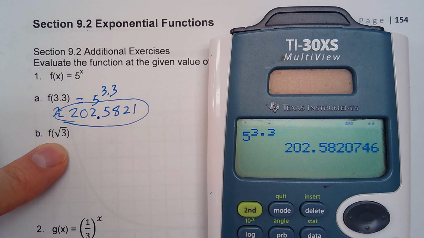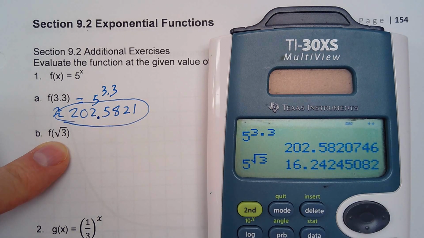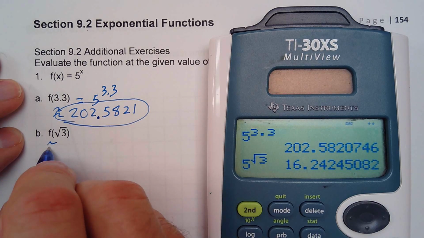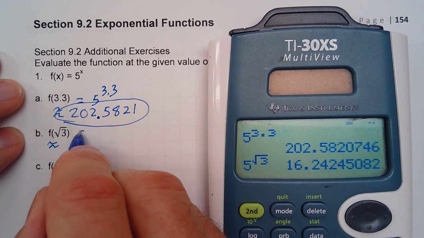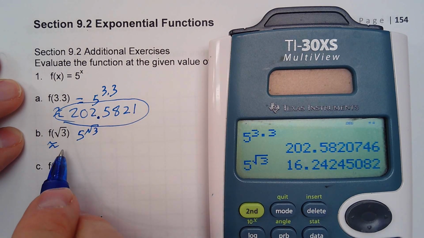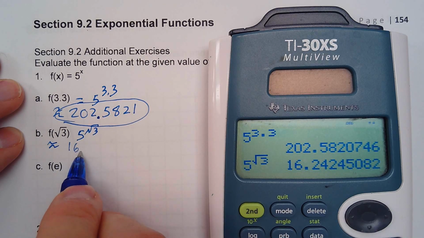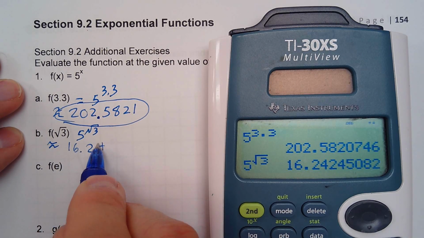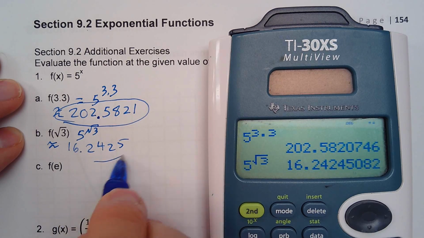Now we're raising to the square root of 3, so I'm going to do 5, caret key, second squared key, 3. Get out of that, hit enter. So that would be 16.2425.